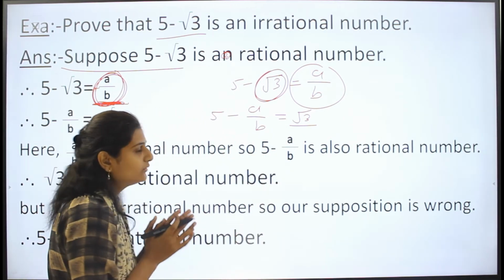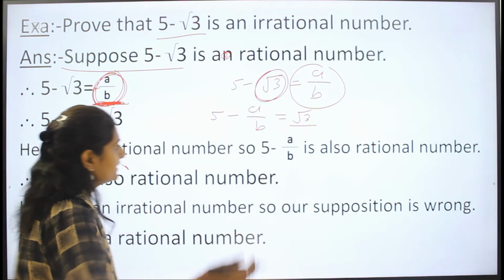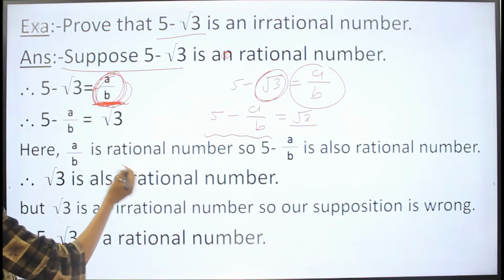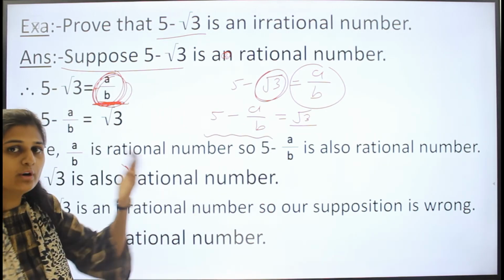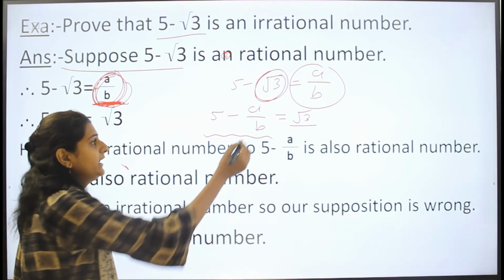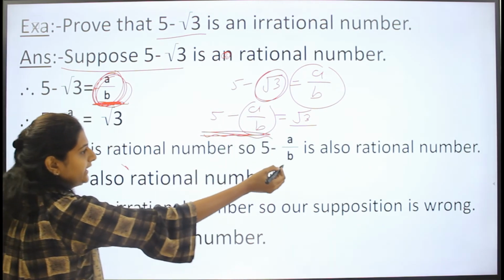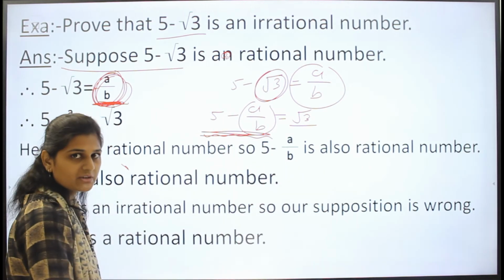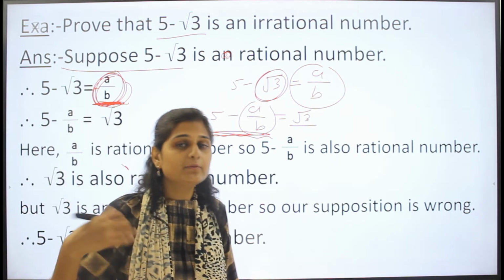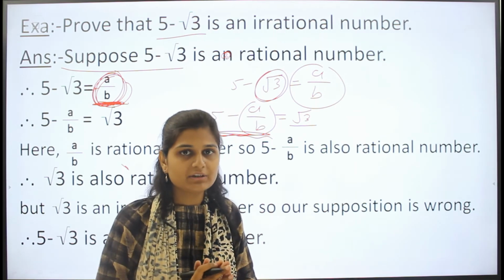Now you have to write only the statement. The statement will be: see, we have a upon b as a rational number. All of you know a upon b is a rational number. So if a upon b is a rational number, then 5 minus a upon b will also be a rational number. Obviously, if a upon b is rational, then if you are adding or subtracting from that, it will also be a rational number.